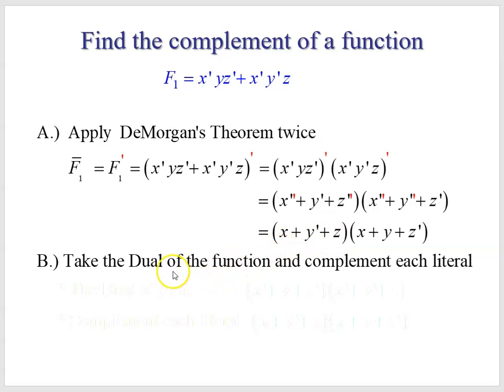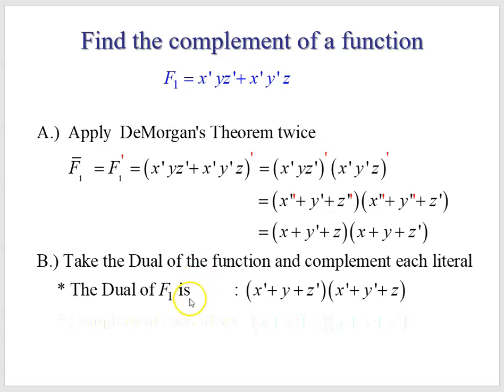Our other option is we can take the dual of the function and complement each literal. So the dual then of f1 is where we just replace the ANDs with ORs and the ORs with ANDs. So this AND term becomes this OR term. This OR becomes an AND. We just show that by 2 parentheses next to each other.